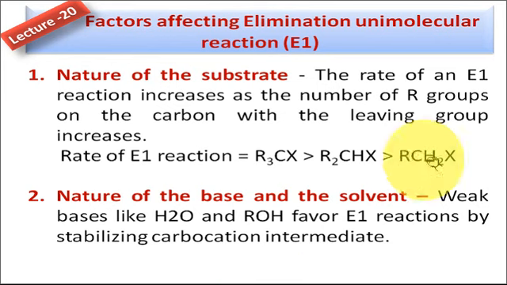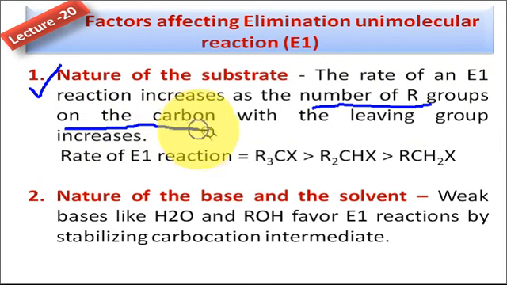Now the next topic is the factors affecting the elimination unimolecular reaction, that is the E1 reaction. There are two main factors which affect the E1 reaction. First is the nature of the substrate. The rate of an E1 reaction increases as the number of R groups on the carbon atom which has the leaving group increases. Why is it so? Because as the number of R groups increases on the carbon atom which has the leaving group, it forms a more stable carbocation.